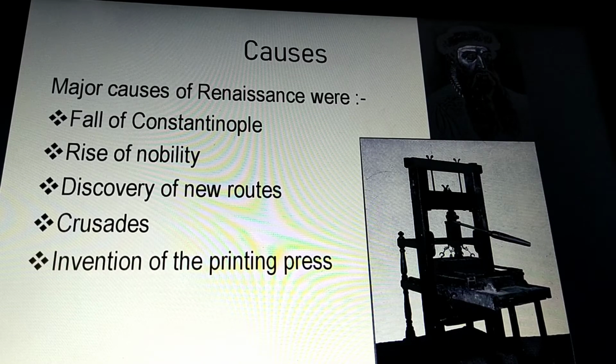Then the invention of the printing press. The invention of the printing press played an important role in the Renaissance. Johannes Gutenberg invented the printing press and it gave a quick movement to the Renaissance.